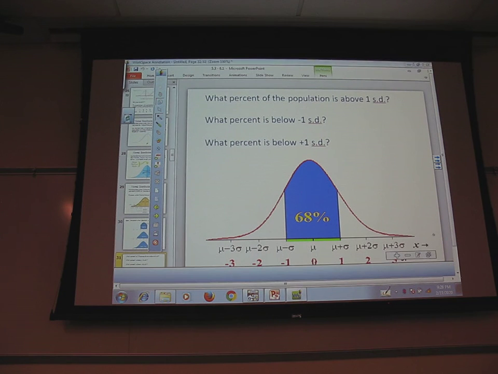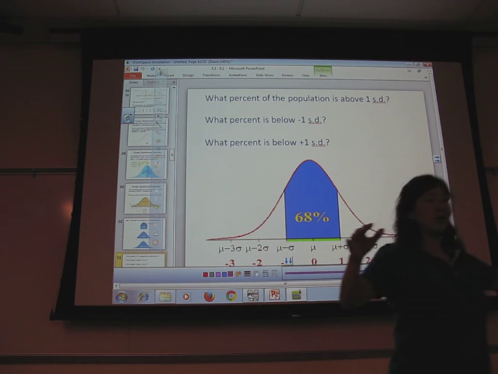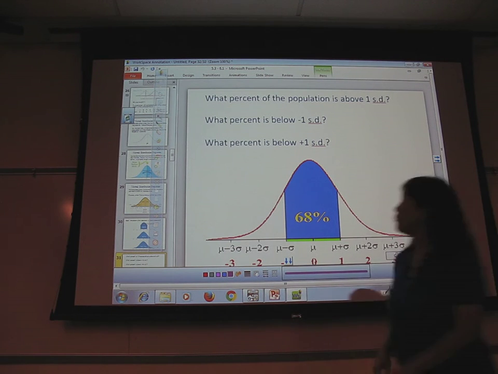We did this last class, or a couple classes ago, I think. What percent of the population is above 1 standard deviation? So if you know 68% is on the inside, what percent is on the outside? 68% inside. The rest of it is on the outside. What's the rest of it? 32%. 68 inside, 32% outside.